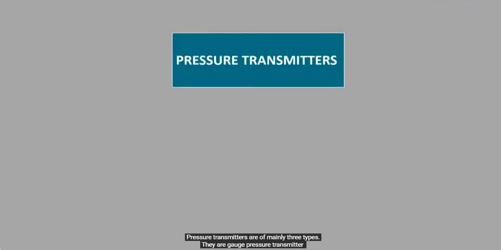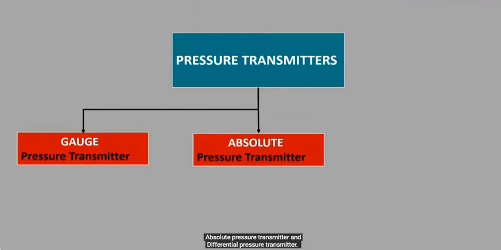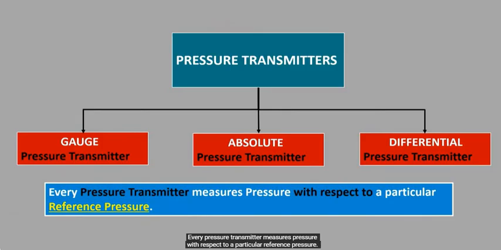Pressure transmitters are of mainly three types. They are gauge pressure transmitter, absolute pressure transmitter, and differential pressure transmitter. Every pressure transmitter measures pressure with respect to a particular reference pressure. Knowing the pressure that a transmitter uses as its reference is very important in selecting the type of pressure transmitter to be used in a process. Before discussing these transmitters, first let's discuss what is atmospheric pressure, absolute pressure, and gauge pressure.